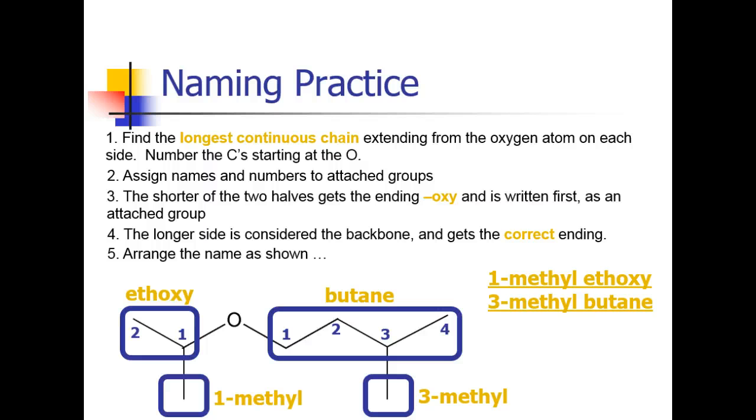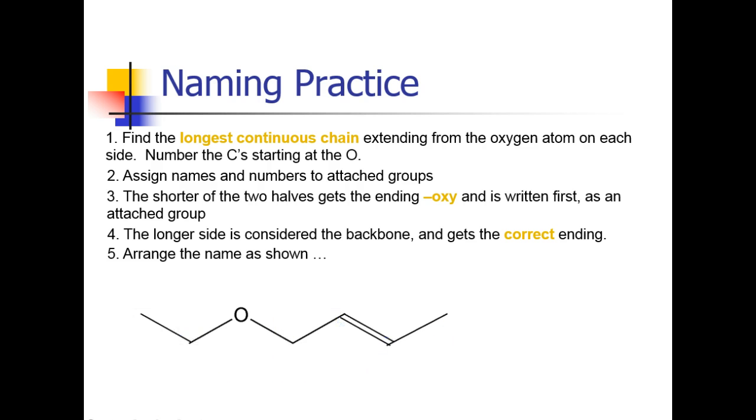So now we have to assemble it in the order in which you see it, starting with the shortest chain. So we have 1-methyl ethoxy. And on the right side, we have to name the substituent group first, 3-methyl, and it gets the root ending butane. 1-methylethoxy, 3-methylbutane. Okay, another example. This time you can see obviously there's a double bond located on these chains.